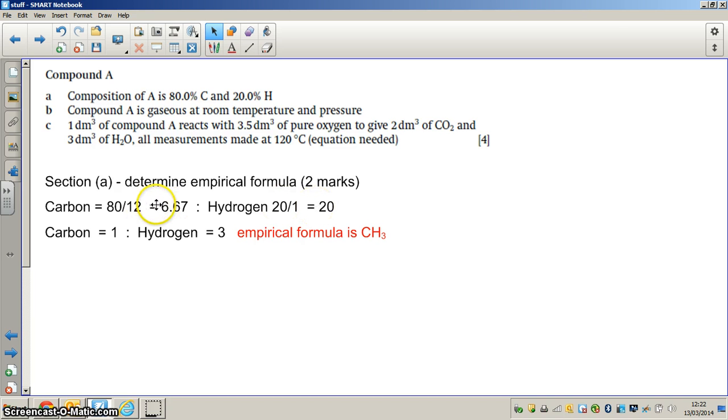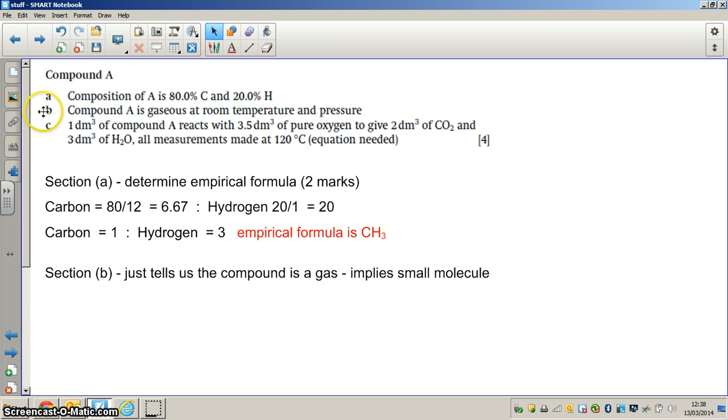And we can simplify this, and the way we simplify it is to divide all the numbers involved by the smallest number. So we divide by 6.67, and that gives us 1 carbon to 3 hydrogen. So the empirical formula in this case is CH3.